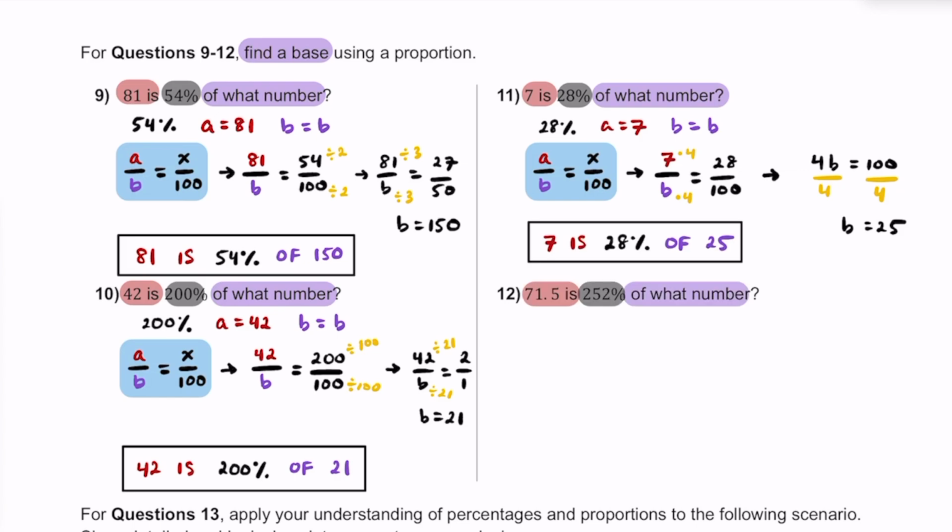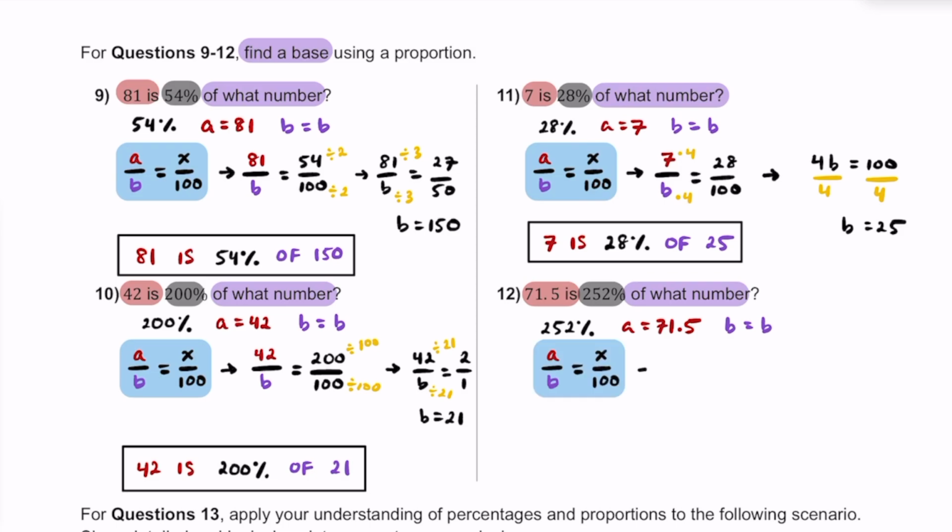All right, let's check out another one here. In number 12, we have 71 and 5/10 is 252% of what number? Our percentage here is going to be 252%. Our part here is going to be this 71 and 5/10. And then our base or whole here is going to be unknown. So let's leave that alone.